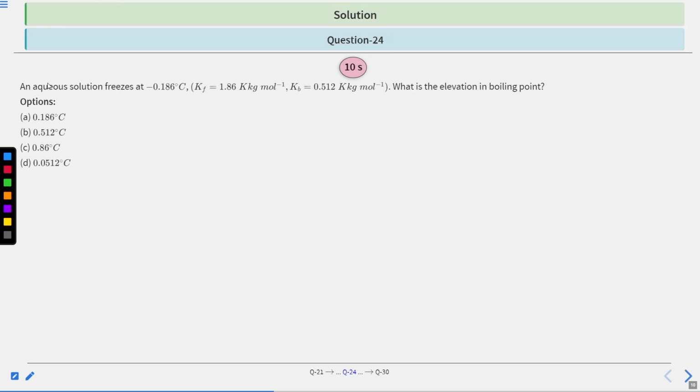Question number 24. An aqueous solution freezes at minus 0.186 degrees Celsius. The Kf for the solution is 1.86 Kelvin kilogram per mole and Kb is given as 0.512 Kelvin kilogram per mole. So what is the elevation in boiling point? Del Tb we have to find out, right? So options are given as 0.186 degrees Celsius, 0.512 degrees Celsius, 0.86 degrees Celsius or 0.0512 degrees Celsius. So you have 10 seconds to solve this question. After that, we will see what will be the answer.